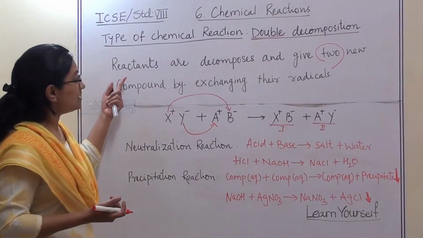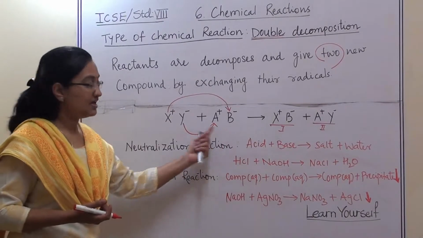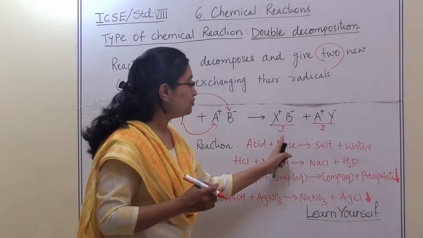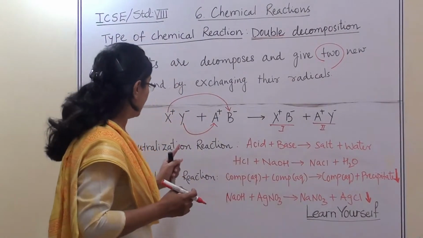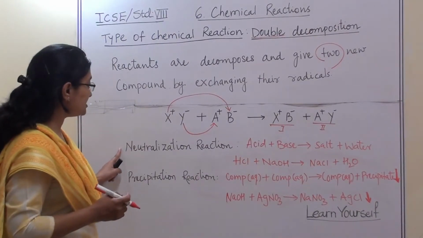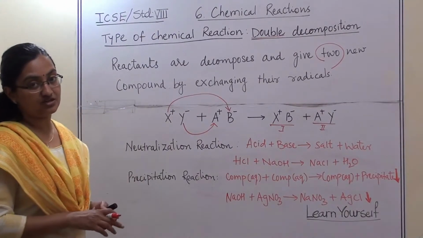So in a double decomposition reaction, there will be two reactants and they both will exchange their radicals and we will get two other new compounds. There are two types of double decomposition reaction. First is the neutralization reaction. Second one is the precipitation reaction.